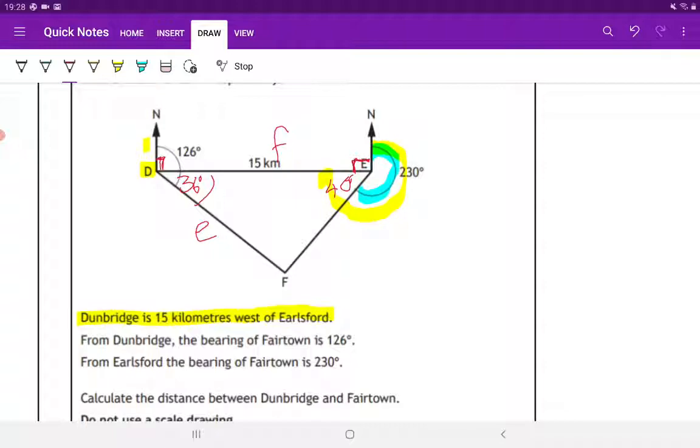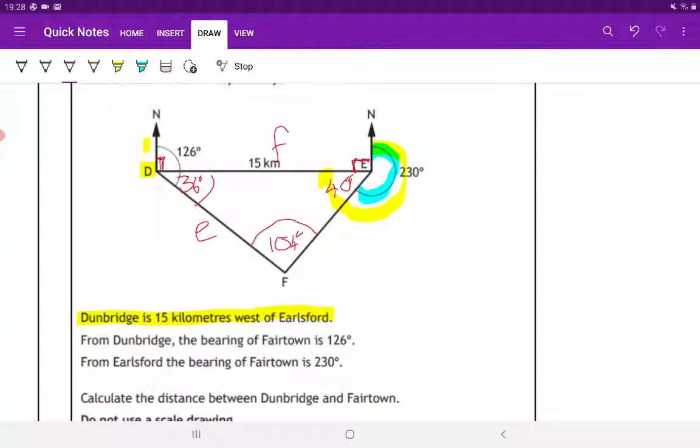Now I always say to you, if you can get two angles, then you should always work out the third one as well, because it might come in handy, and it is going to here. If we add these two together, we get 76. So what's left is 104. So that angle there is 104 degrees.